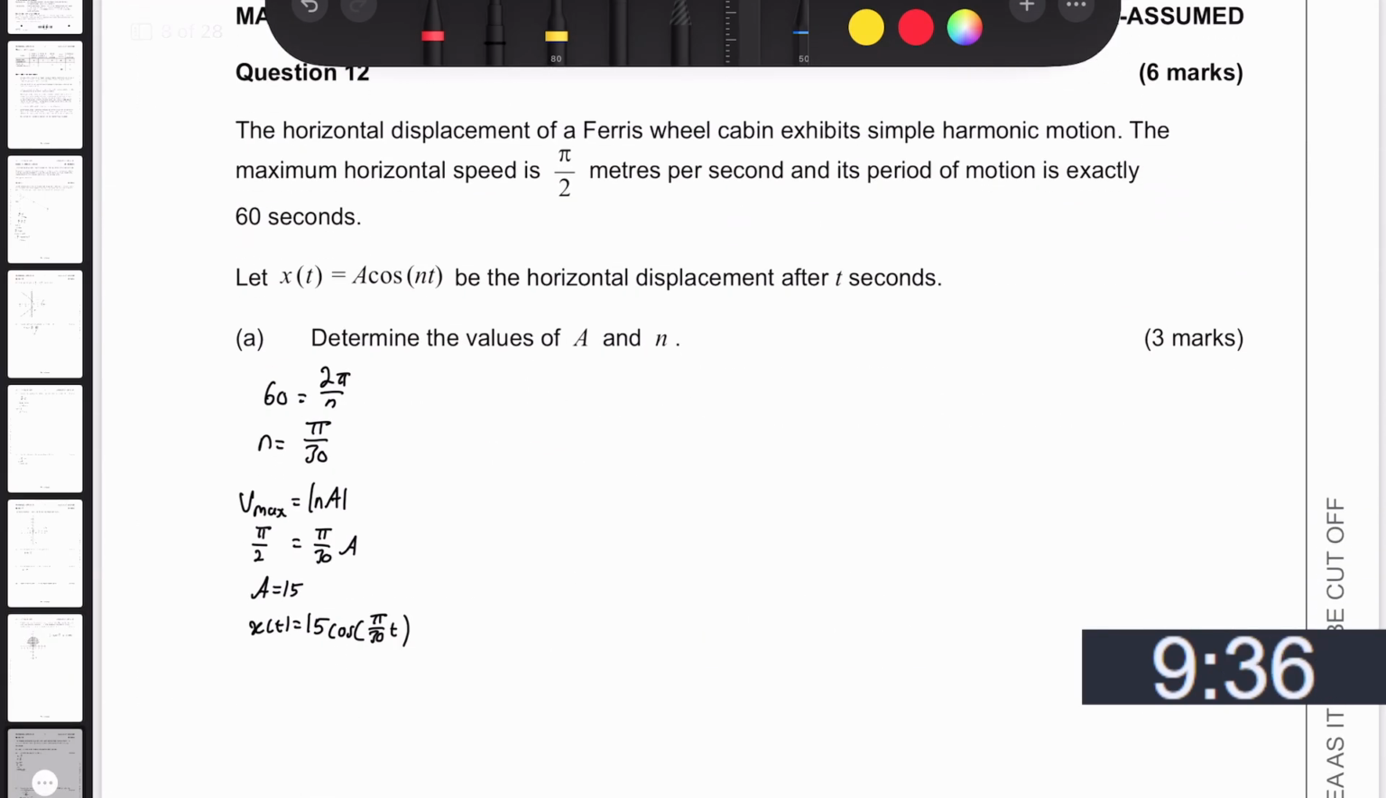Determine the values of a and n. So 60, my period, must equal 2 pi over n. So n is pi over 30. And then my maximum velocity is going to equal the value of a times n, so pi over 30 times a must be 15.